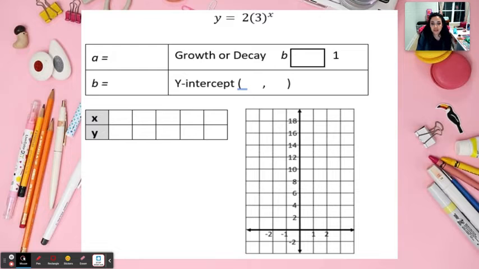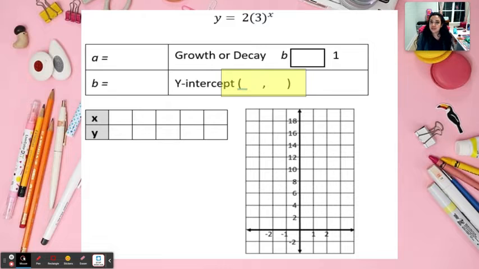Okay, go ahead and try this one. And look to the questions on the side, and answer the questions as they appear. And come on here, and I'll highlight the key points. So your first question is, what is your a value in this equation?